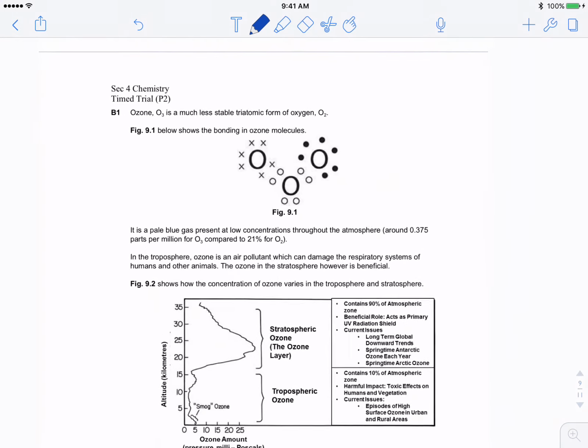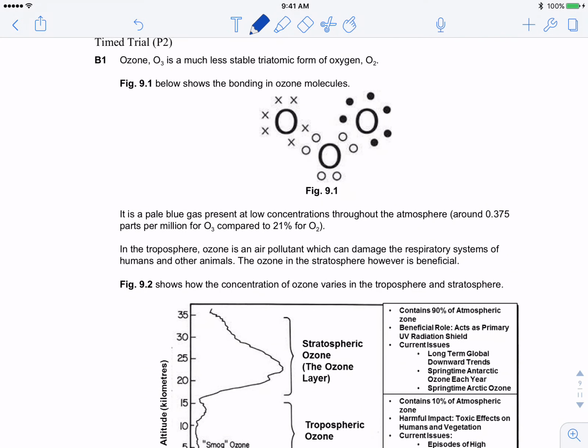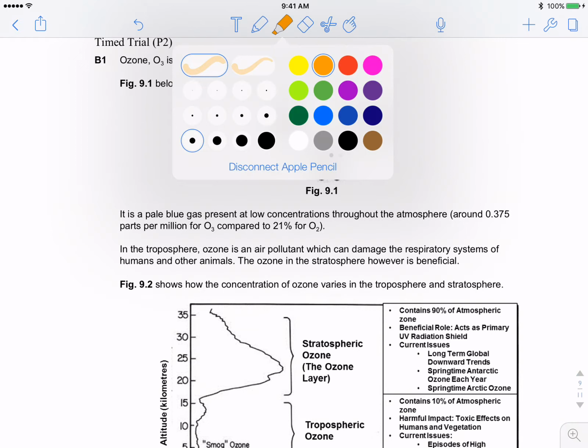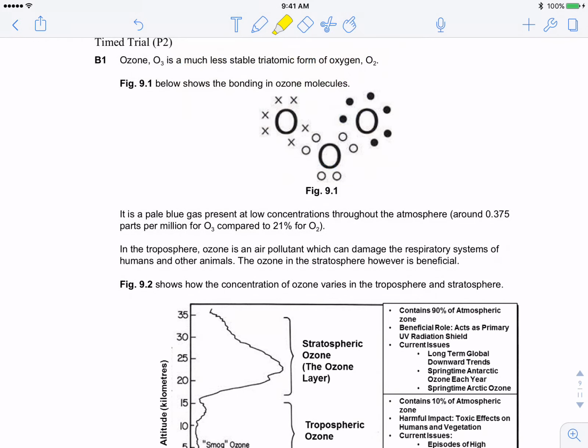Okay, this is the complicated question that I also don't want to read. So first, let's just slowly read this. Ozone is a triatomic form of oxygen. Dang, they drew it for you already. Based on the dot and cross diagram, how can I draw the number of bonds?